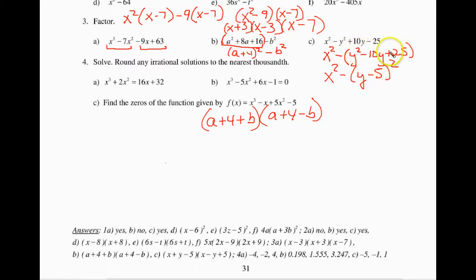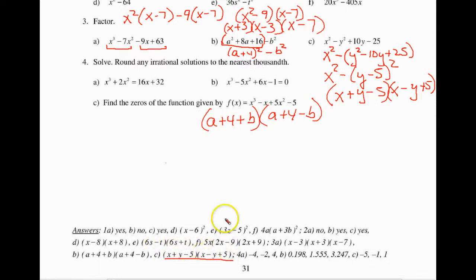This is a perfect square trinomial that we can now factor into x plus y minus 5. And then this is going to be x minus. Now notice this minus is going to affect one of these. This one didn't change, but this one I believe becomes a negative y and a plus 5. And let's check that down below. And there it is right there.